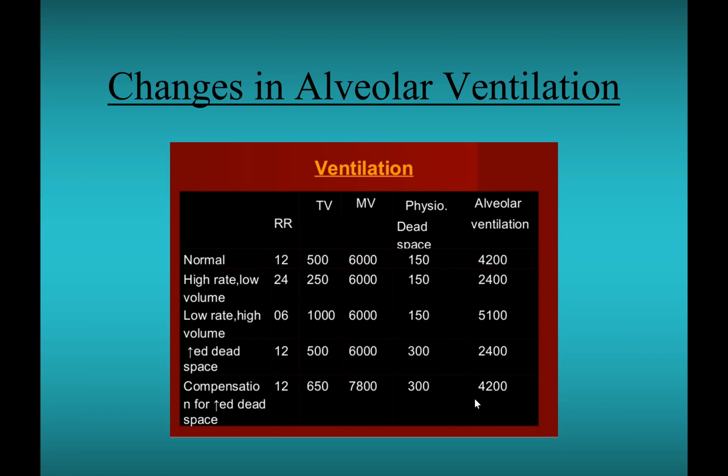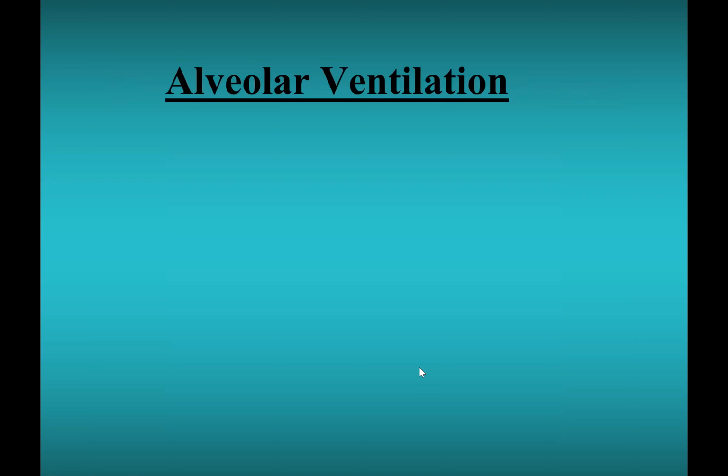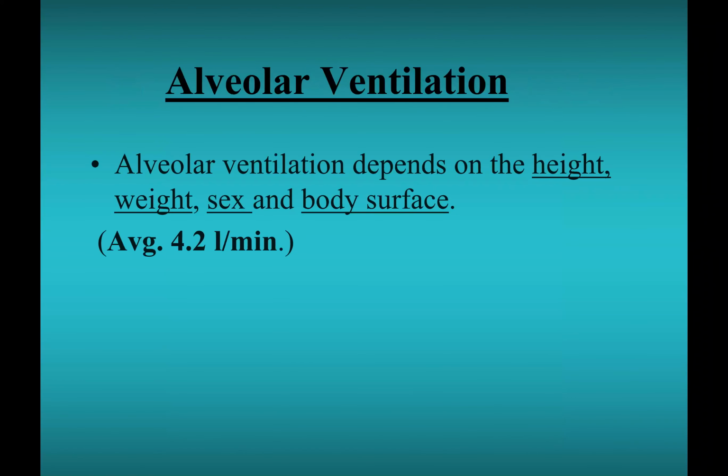And if there's extra dead space, they have to take a big enough breath to compensate for the dead space volume as well. So alveolar ventilation depends on height, weight, sex, and body surface. But on average, it's about 4.2 liters per minute. So if your review says, what is normal alveolar ventilation? Here it is, 4.2 liters per minute.